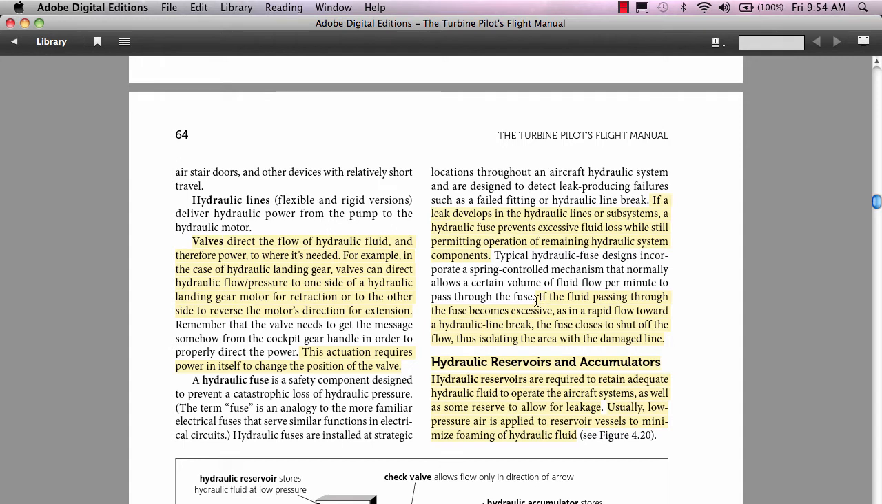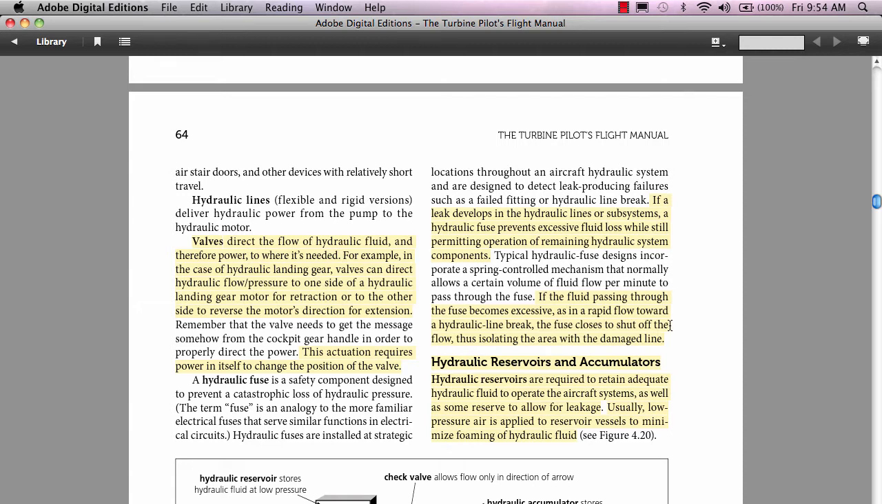If the fluid passing through the fuse becomes excessive or high rate, like there's a break in the line and it's spilling out, as in a rapid flow towards a hydraulic break, the fuse closes to shut off the flow, thus isolating the area with the damaged line. So that's what the hydraulic fuse does. It's kind of like a check valve: if the flow gets going too fast, it will stop any more flow from going through there.